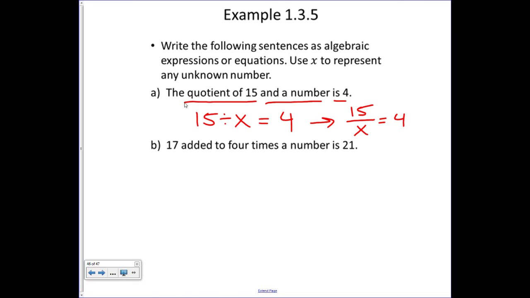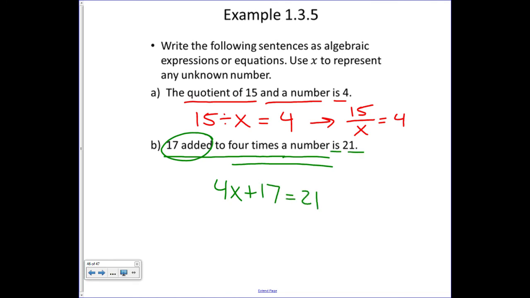Finally, we have 17 added to 4 times a number. Well, 4 times a number is going to be 4x, 4 times whatever the number is. We want to add 17 to that. And that is 21. And so you're just taking these words and making them into statements.